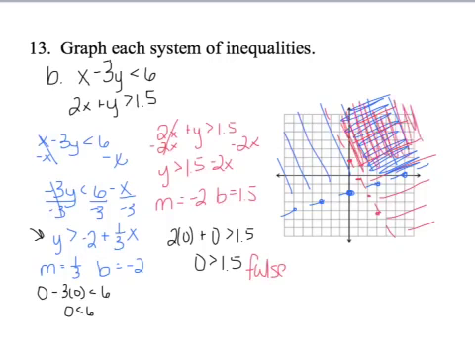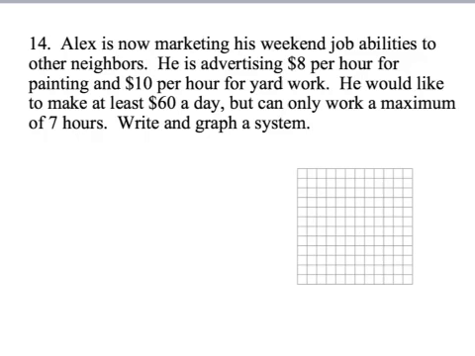Okay. Now for example 14, I'm only going to start with writing the inequalities for you, and you're going to finish it on your own. So let's get started. Alex is now marketing his weekend job abilities to other neighbors. He is advertising $8 per hour for painting and $10 per hour for yard work. He would like to make at least $60 a day, but can only work a maximum of 7 hours. Write and graph a system.